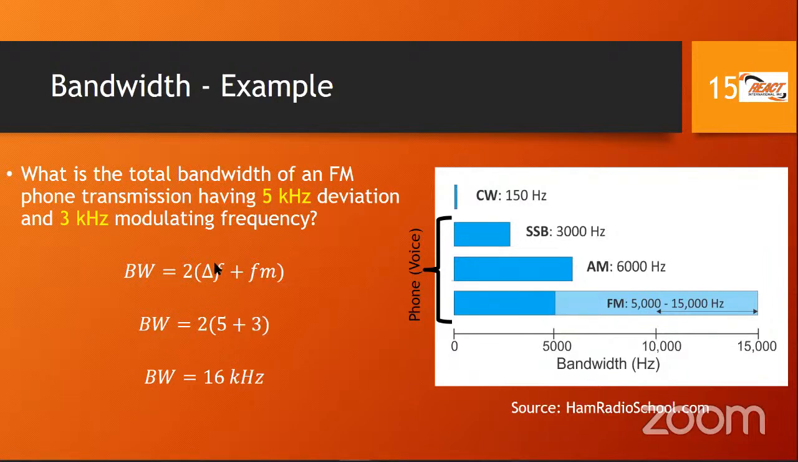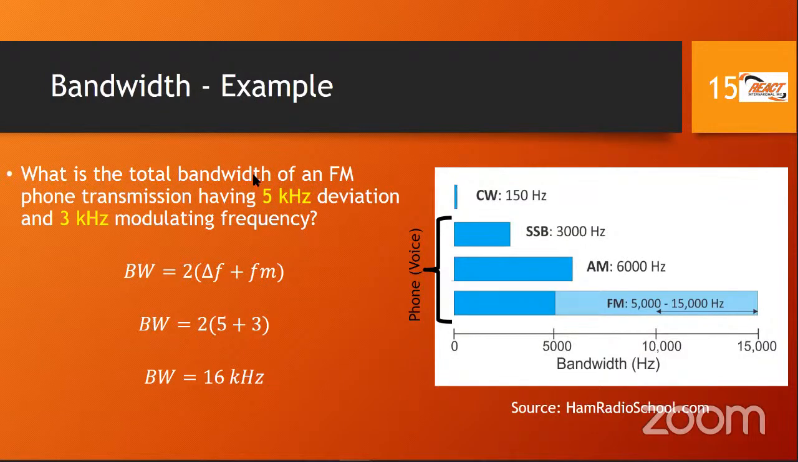So delta F is what? Deviation is 5 kilohertz. So we plug it in. So that's how we end up with 5 here. And FM, which is this term, is 3 kilohertz. So we plug it into our formula. So we end up with bandwidth is equal to 2 multiplied by what is in brackets, which is 5 plus 3. So 5 plus 3 is 8. 8 multiplied by 2 is 16. So we end up with bandwidth is equal to 16 kilohertz.